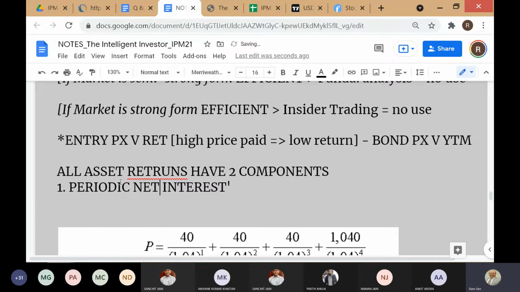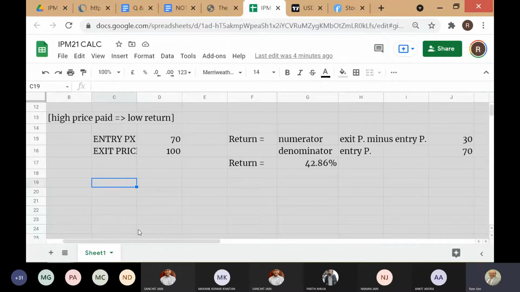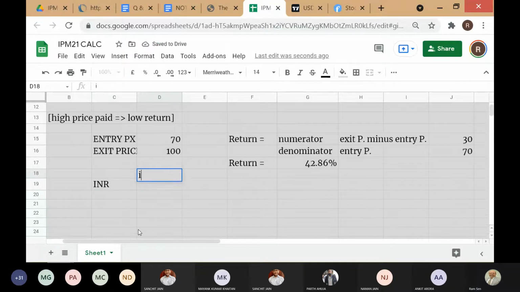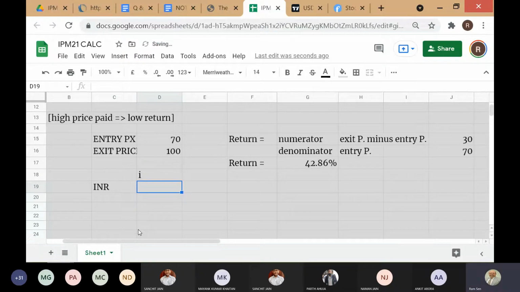Interest, comma here, because it may not always be interest, but it's in the nature of interest. It's a periodic net interest income. This is the example I gave you. Suppose over the period my INR interest is, I have to pay, I lose money, I have to pay interest of 80 rupees.